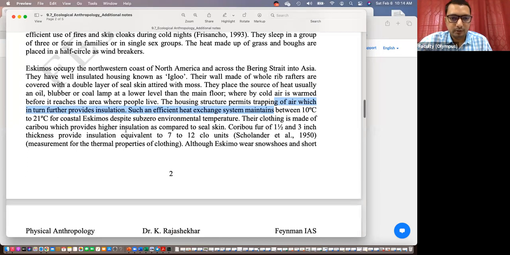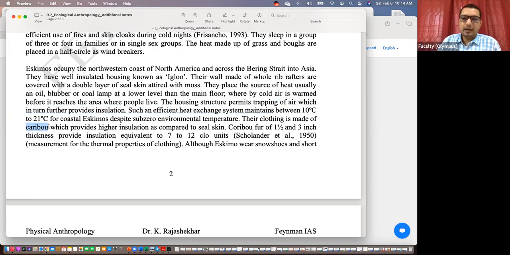Also clothing. They use a specific type of skin. Animal skin is very important, especially caribou. The caribou animals that are common in the colder climates, they use clothing made up of this. Like I was showing you the image yesterday, how Eskimos, Inuit people wear clothes. This gives them enough insulation compared to clothes made up of seal skin. Compared to them, caribou skin provides enough insulation. The fur of caribou seems to be 1.5 to 3 inches thick and provides enough insulation. There are certain units for that called CLO units, and it seems to provide them 7 to 12 CLO units.